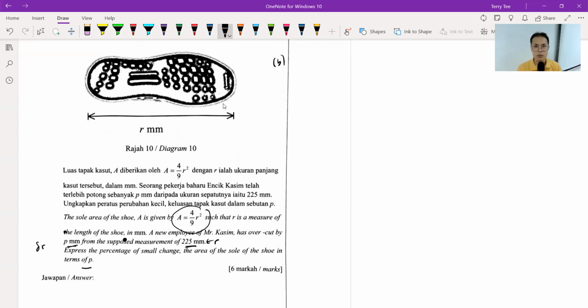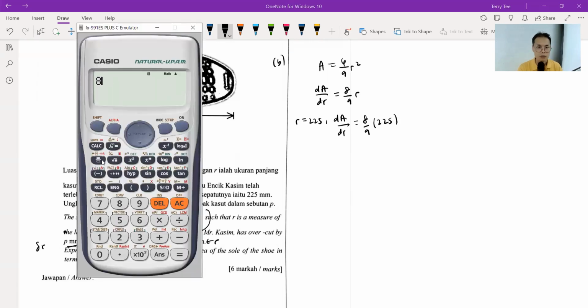When you're given A equals 4 over 9 r squared, this is the area of the sole with respect to r, and r in this case is the length of the feet. So when we differentiate, dA/dr is 8 over 9 r. We know the initial length is 225, so let's put 225 inside: 8 over 9 times 225.